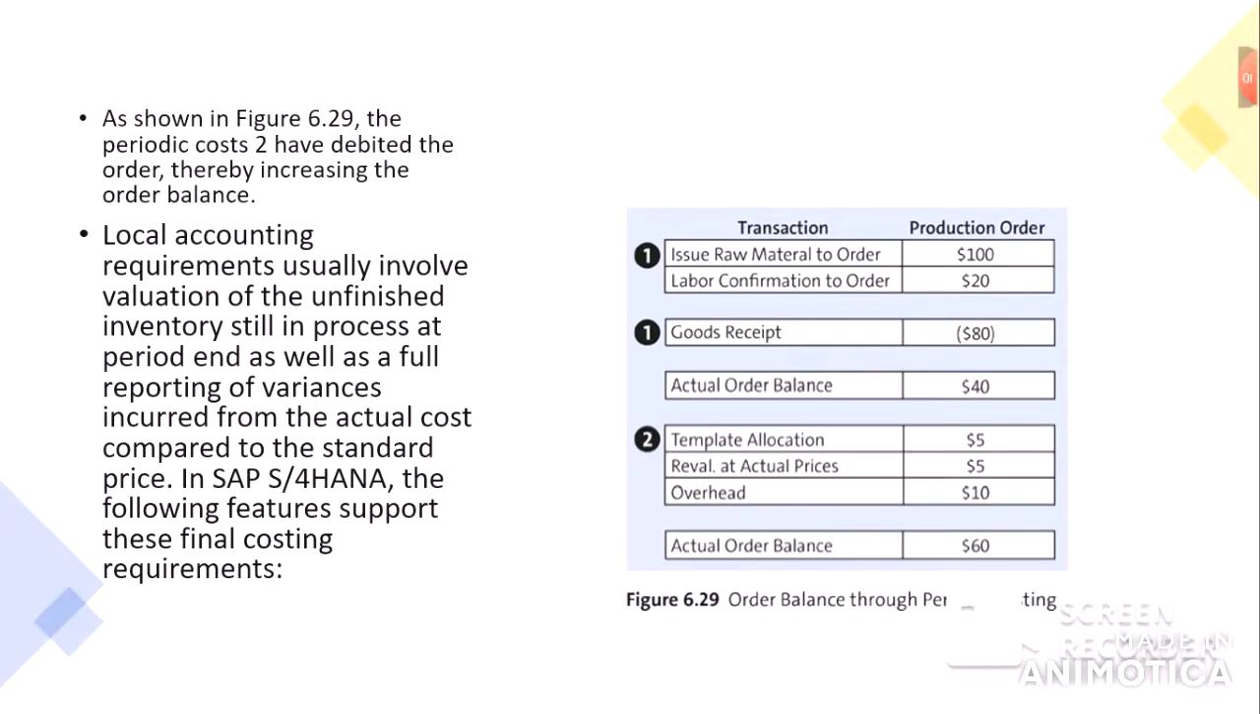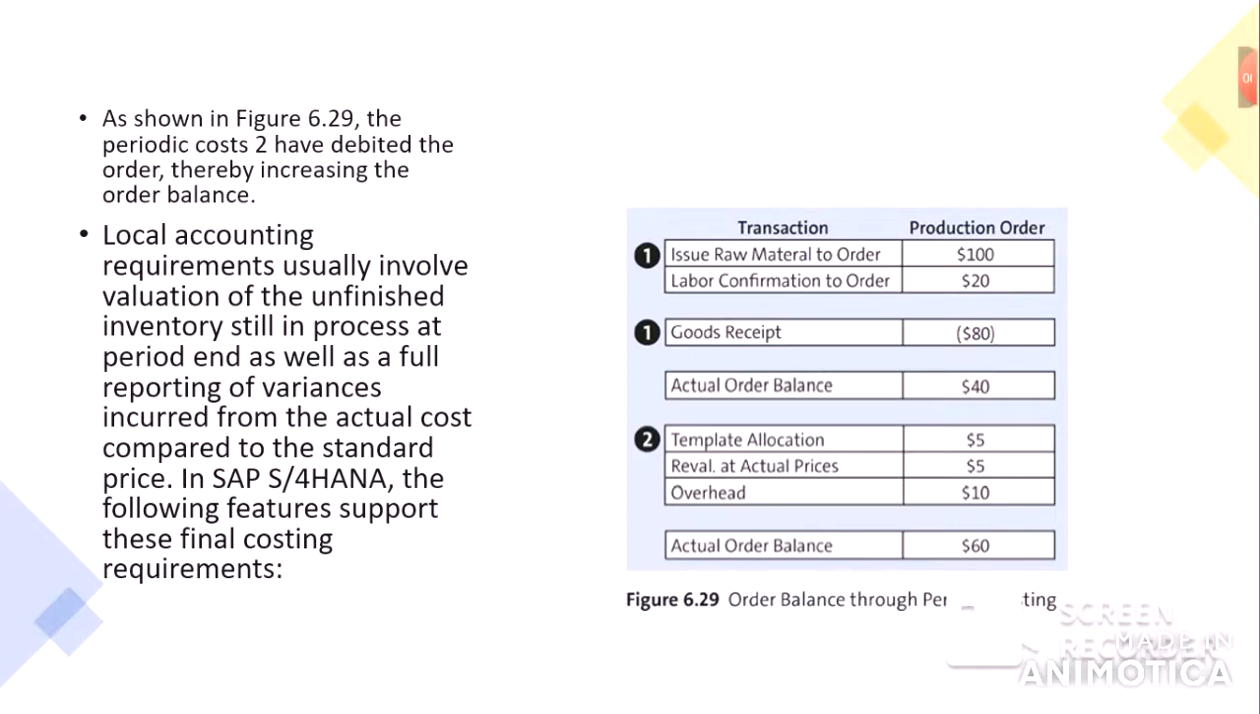So in this slide, we will see the figure, the periodic costs, which are shown with the number 2, have debited the order, thereby increasing the order balance. So template allocation is $5, revaluation at actual price is $5, overhead is $10, actual order balance is $60. So the periodic costs which we debited have increased the order balance.